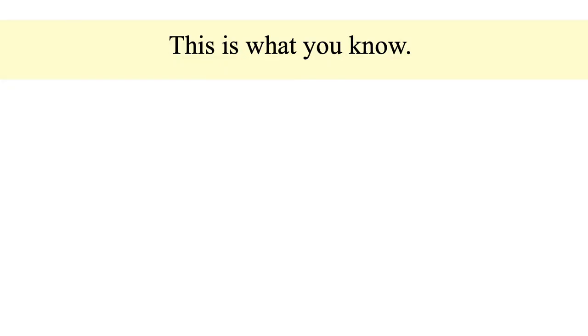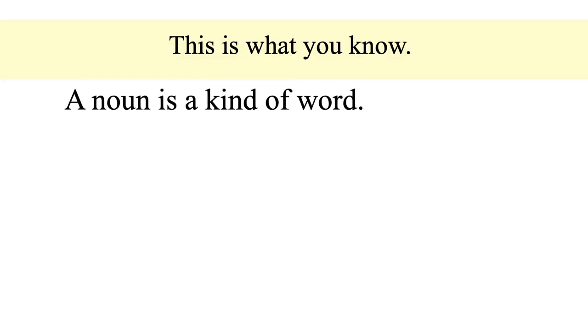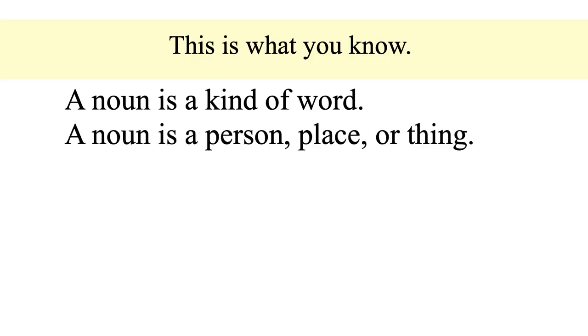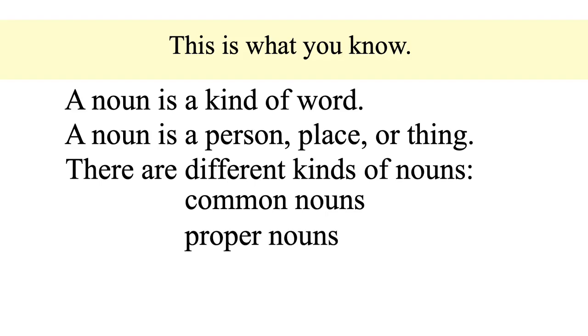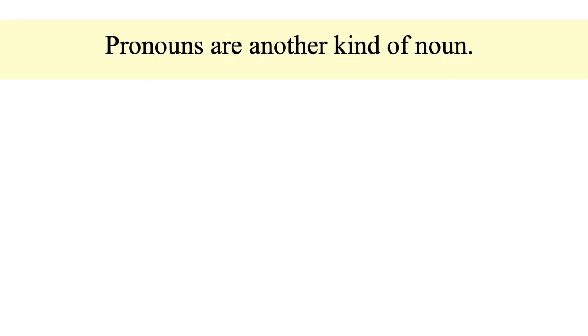So this is what you know. A noun is a kind of word. A noun is a person, place, or thing. There are different kinds of nouns. You know common nouns, proper nouns. Now the last thing that we will look at in this lesson is pronouns. Pronouns are another kind of noun.